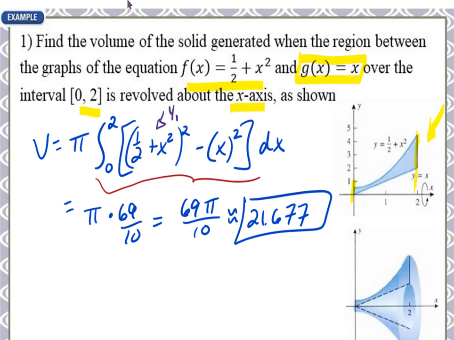Now, with regards to the calculator, what I would recommend that you do is call this function, the quadratic function, y1, or type it into y1 in your calculator. And then in y2, you're just going to type x, right? Just y equals x.